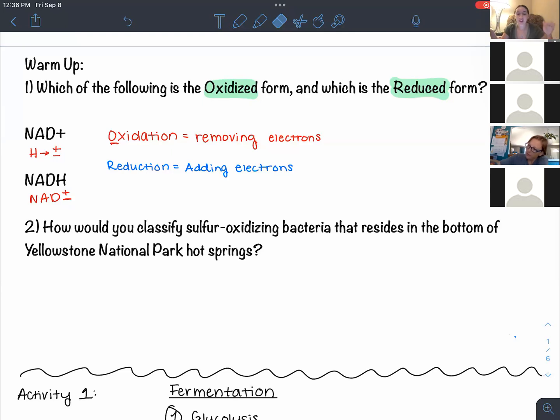Sunlight. Okay, so we know we're talking about a chemotroph here, because our bacteria is at the bottom of this hot spring, so it probably won't be getting too much sunlight. So we're talking about a chemotroph. Now, somebody said using an inorganic molecule. Is it going to be a chemoorganotroph or a chemolithotroph?